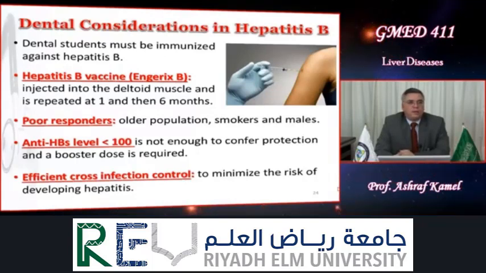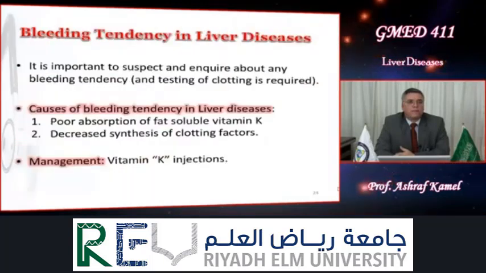The anti-hepatitis B surface level is below 100. If it is below 100, this is not enough to provide protection, and here a booster dose is required. Efficient cross-infection control to minimize the risk of developing hepatitis is very important.